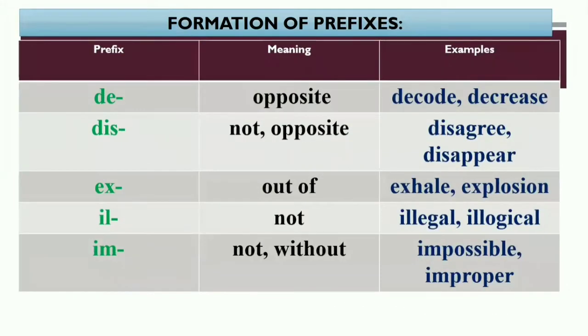we are getting some more prefixes here, that is d, that means opposite. So here the new words are decode, decrease. So using this prefix d, we can make this type of new words. Now dear learners, look at the next prefix, that is dis. That means not or opposite. Here the new words are disagree, disappear. So here we have got the new words.